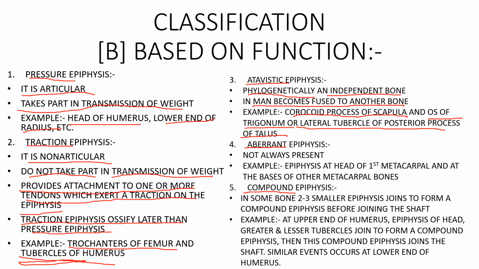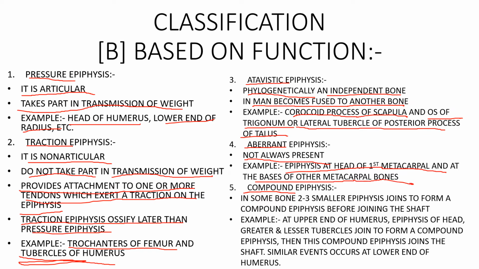Now we come to the aberrant epiphysis, not always present. Aberrant epiphysis is not always present. In some cases it is present and in some it is not. For example, epiphysis at head of first metacarpal and the base of other metacarpal bones.